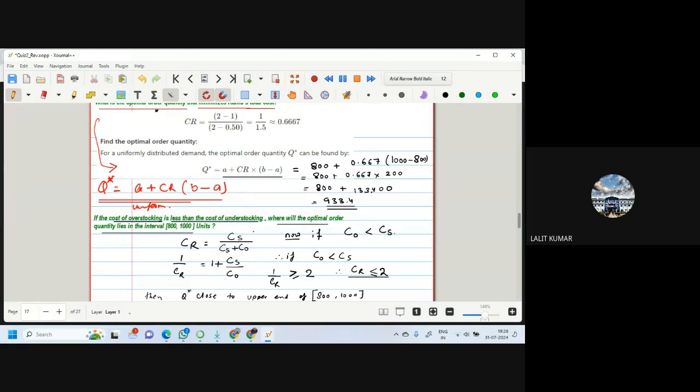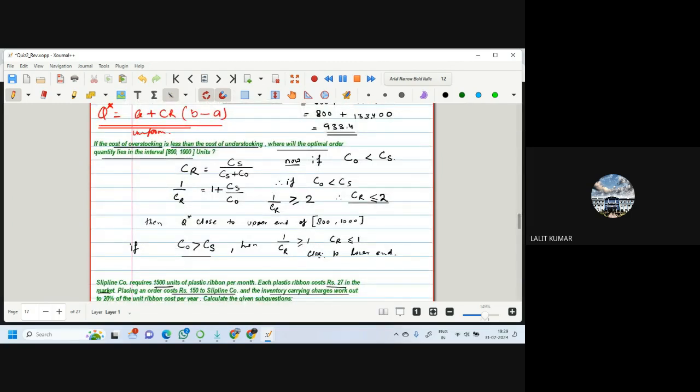If it were a normal distribution, then you would find Z for this 0.667, and in the question they will give it, otherwise this is 0.44, and then Q star becomes sigma into this Z plus nu. This sigma and nu will be given in the question paper. So this was for uniform distribution.